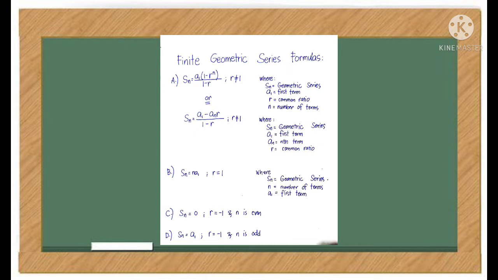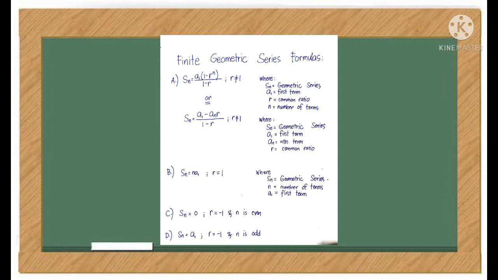If you are given the last term, or if you would like to solve for the last term, you can use the other form of the formula. S sub n is equal to (A sub 1 minus A sub n r) over (1 minus r). Again, this is if r is not equal to 1, where S sub n is the geometric series, A sub 1 is the first term, A sub n is the nth term, and r is the common ratio.